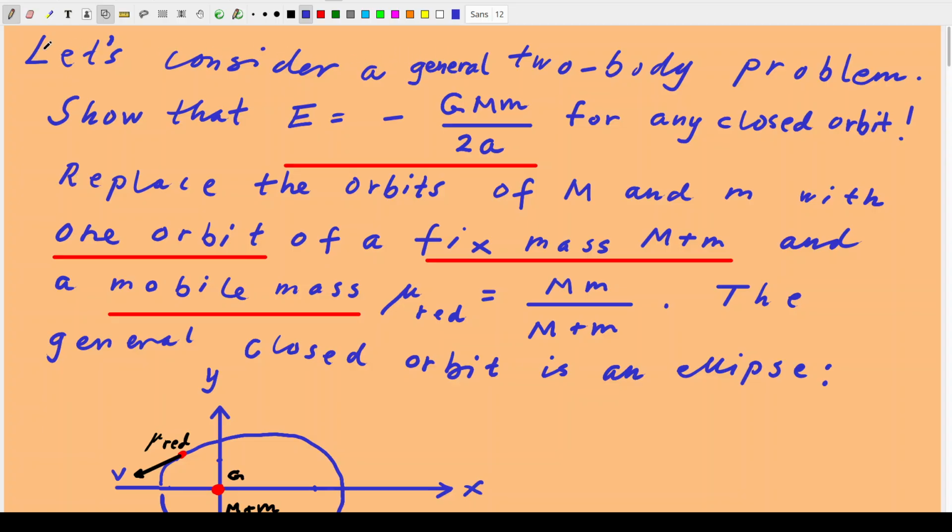So this is more of an exact result in Newtonian mechanics. And what we are going to show is that the mechanical energy, the total energy of the two-body problem, equals this formula here, where the masses are capital M and m, and divided by something called the major axis.